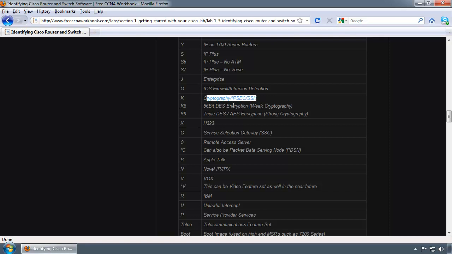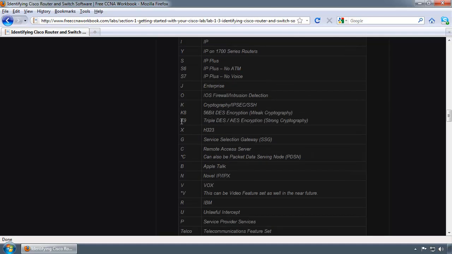There are two different types of cryptographic images. There's K8, which is the weak cryptographic image. This is oftentimes used for export to third world countries that the government does not care about weak cryptographic services, because DES can easily be cracked. 56-bit DES, that is. Triple DES, on the other hand, is very hard to crack. However, I'm sure the NSA has machines in their basement that can crack this. But K9 is the more advanced cryptographic image, and that is commonly what is used today in most images that require SSH.